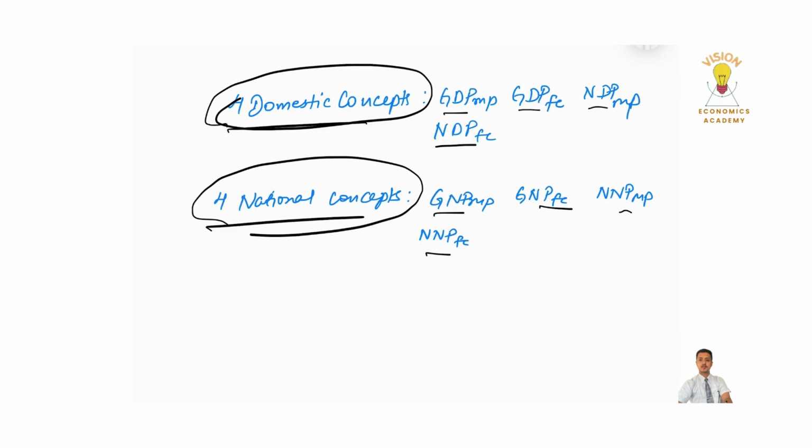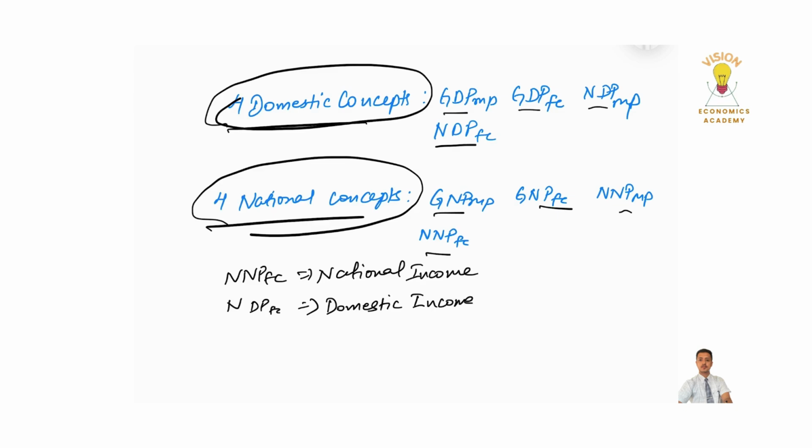Here one thing to note is that NNP FC is national income and NDP FC is domestic income.